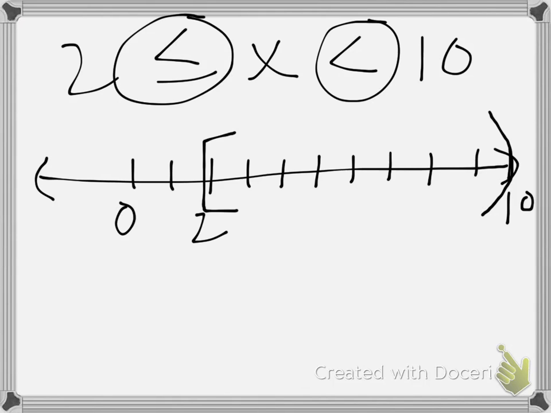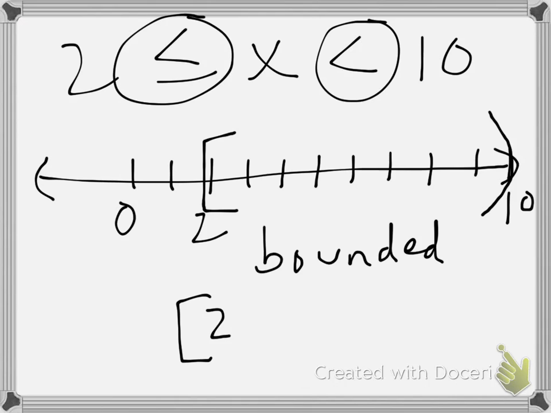By the way, this is bounded, because this interval of numbers is enclosed in the bracket and the parenthesis. Now, if we were to write this in interval notation, it would be quite simple. There'd be a bracket at 2, so a bracket, 2, and then 10 would have the parenthesis on it. So this would be the interval notation.